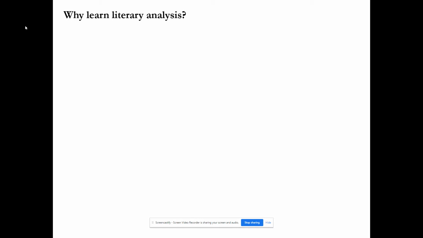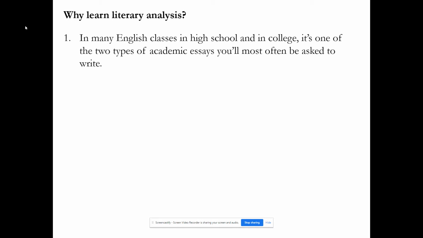Why do we spend so much time on literary analysis in English classes? So, number one, in high school and in college, it's one of the two kinds of academic essays you're going to be asked to write. This is not true in just my class. It's not true at just Palo Alto High School where I work. It's true all over the United States. It's true in many other countries, even non-English speaking countries.